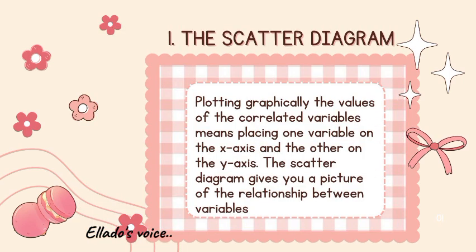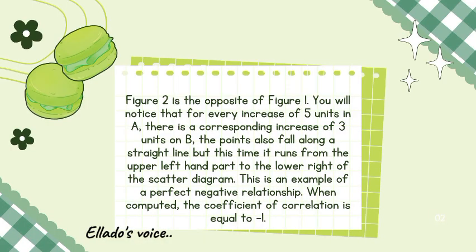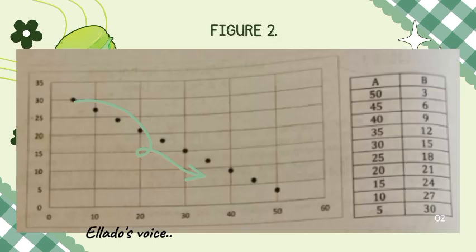Plotting graphically the values of correlated variables means placing one variable on the x-axis and the other on the y-axis. The scatter diagrams give you a picture of the relationship between variables. Figure 2 is the opposite of Figure 1. You will notice that for every increase of 5 units in A, there's a corresponding decrease of 3 units in B. The points also fall along a straight line, but this time, it runs from the upper left-hand part to the lower right of the scatter diagram. This is an example of a perfect negative relationship. When computed, the coefficient of correlation is equal to -1.